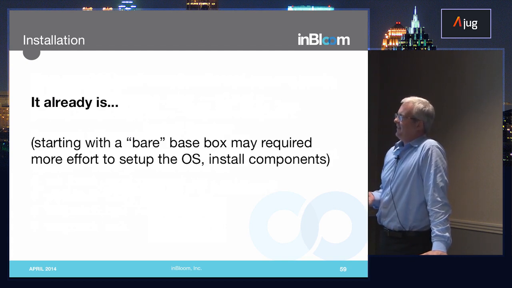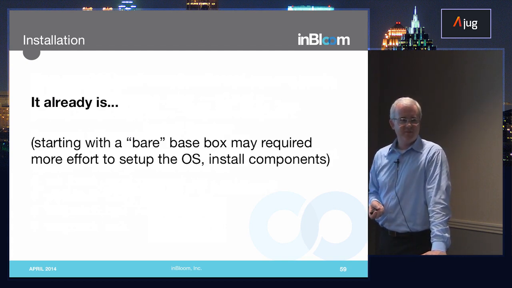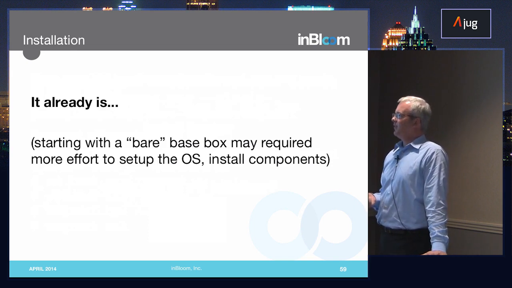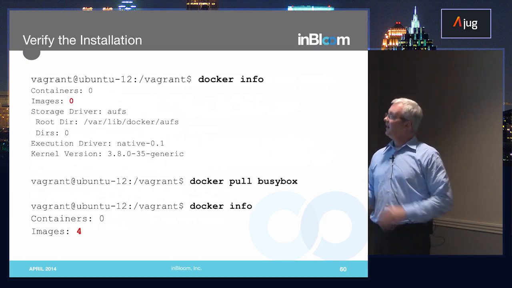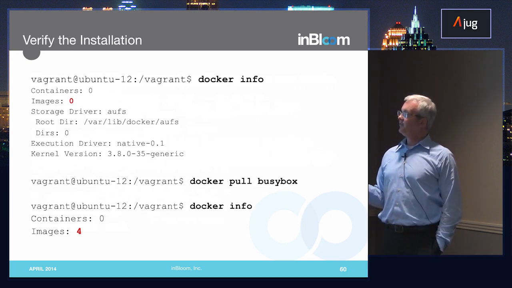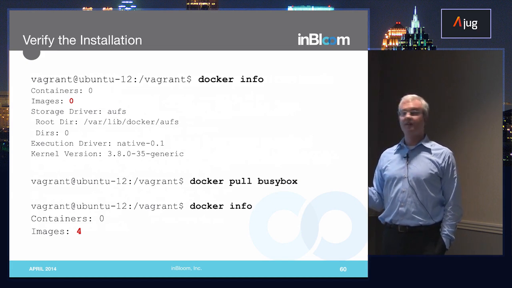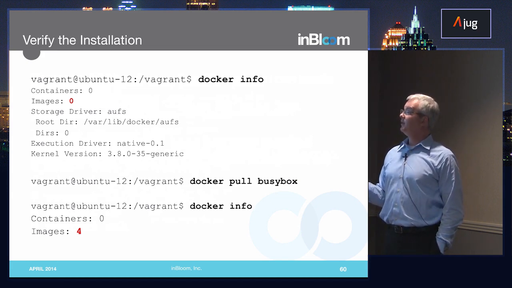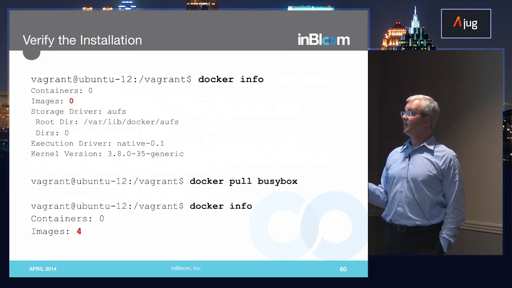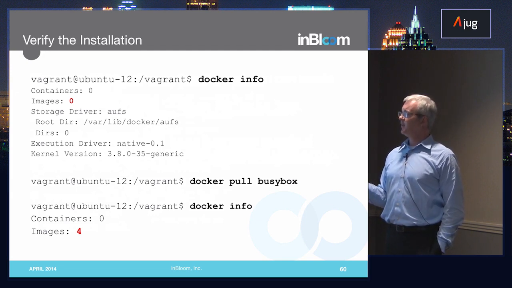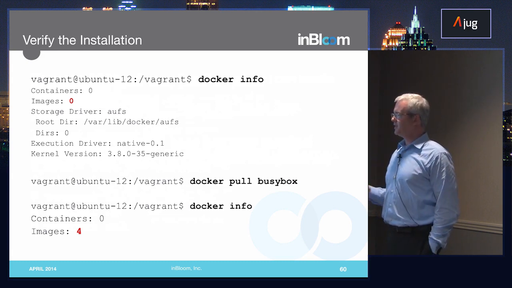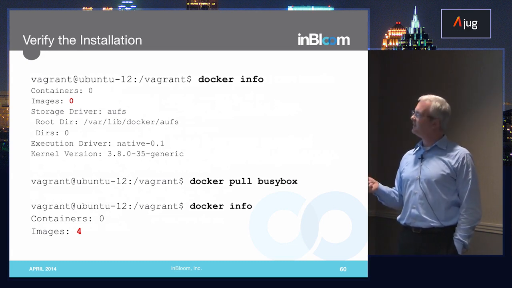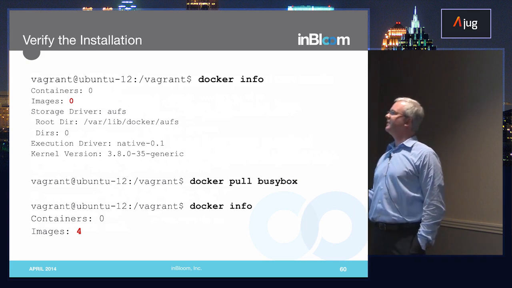So Docker is already installed, actually, as part of that Vagrantfile. So we start with a bare base box, minimal effort, didn't really need to do much with the components. How do you verify the installation? Well, after you do vagrant ssh and connect into it, do a docker info, and in a bare box you'll see no images, no containers, and probably something like this. You want to make sure the kernel version is 3.8. If it's an older version, it may be flaky. It'll probably work, but all bets are off.